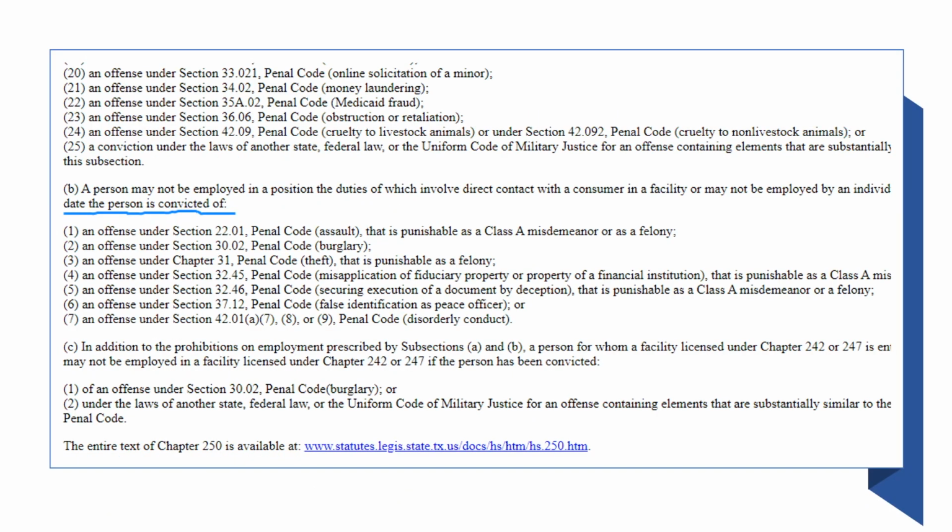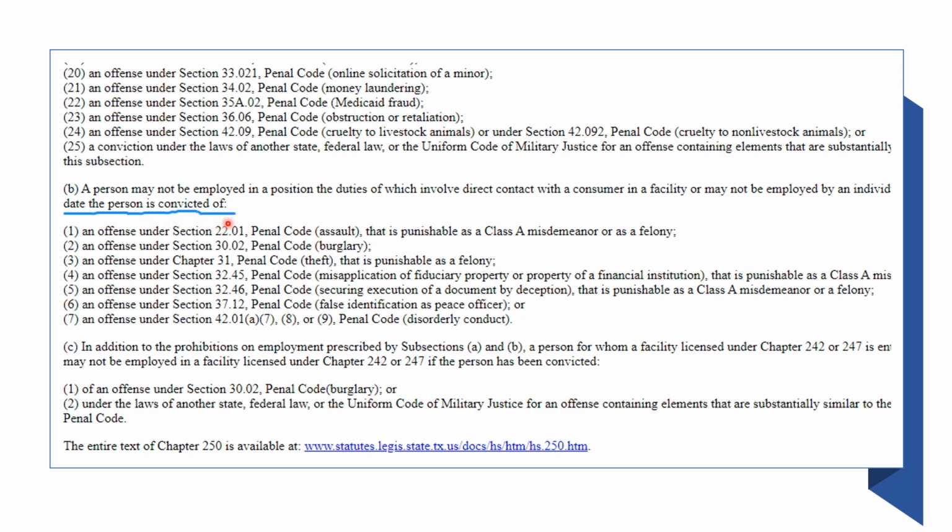Okay, so further down the page, we just talked about complete bars to employment. Also in Health and Safety Code Chapter 250.006, they have a 5-year window. So at the bottom down here, it tells you that with these penal codes, they cannot be hired unless the conviction is 5 years old. It has to be 5 years old, and it has to be from the date of the conviction.